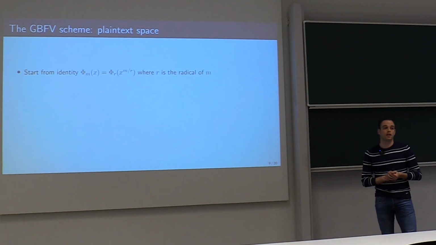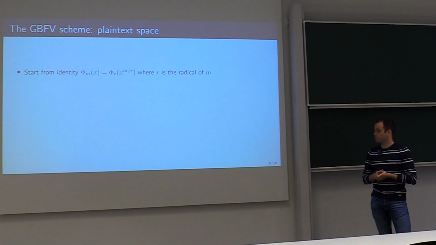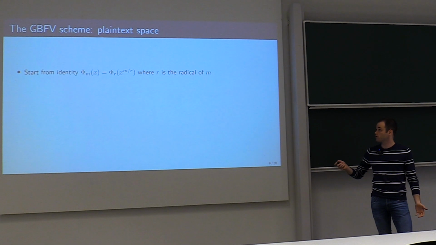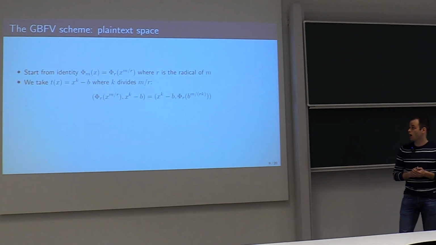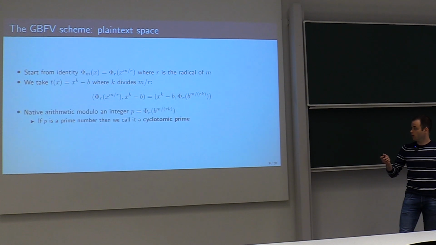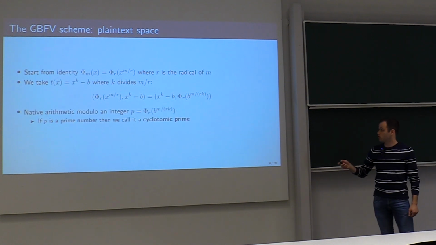Let us now study the plaintext space of our generalized BFV scheme. And to do that, we start from this identity, which holds in general for cyclotomic polynomials, and we just listed on the top of the slide here. In contrast to CLPX, we take our plaintext modulus as a nonlinear polynomial, which is x to the k minus b. And then we use a similar trick to simplify the plaintext ideal. So in this case, we don't substitute x for b, but we substitute x to the k for b.